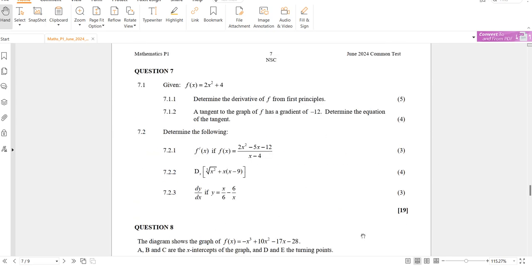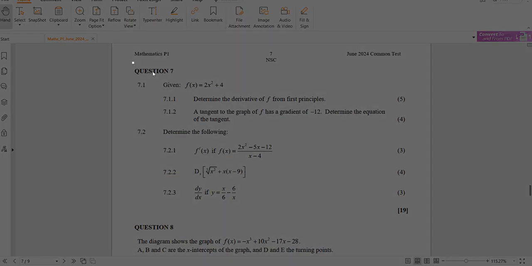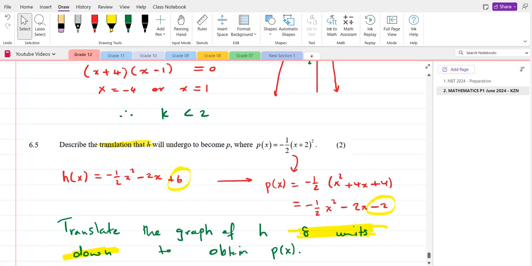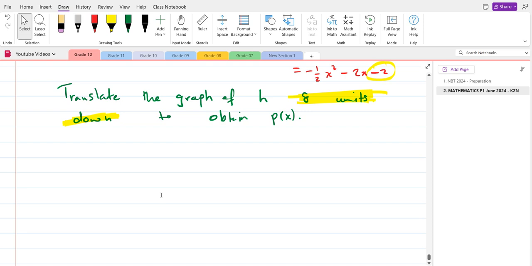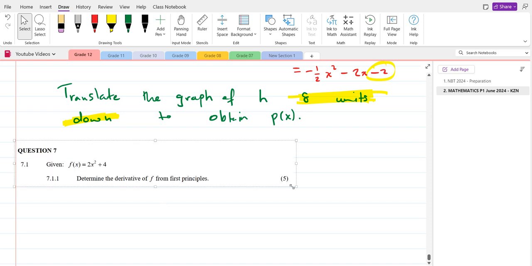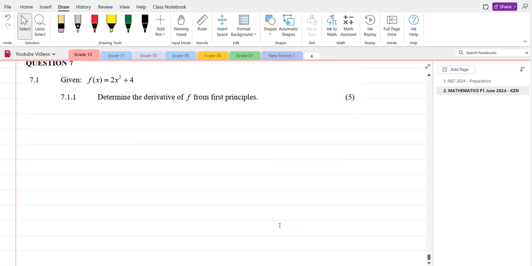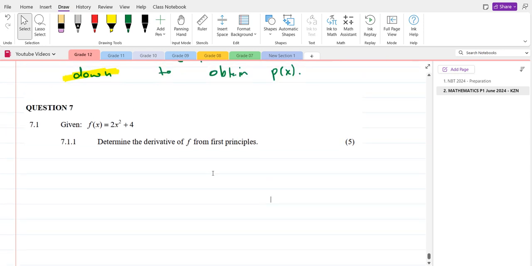Let's look at 7.1. So now we are officially on calculus, right? We're done with functions and stuff. We're almost towards the end, right? Just hold on. Right, so what we have, f of x, which is 2x squared plus 4, right? Determine f prime from first principle.